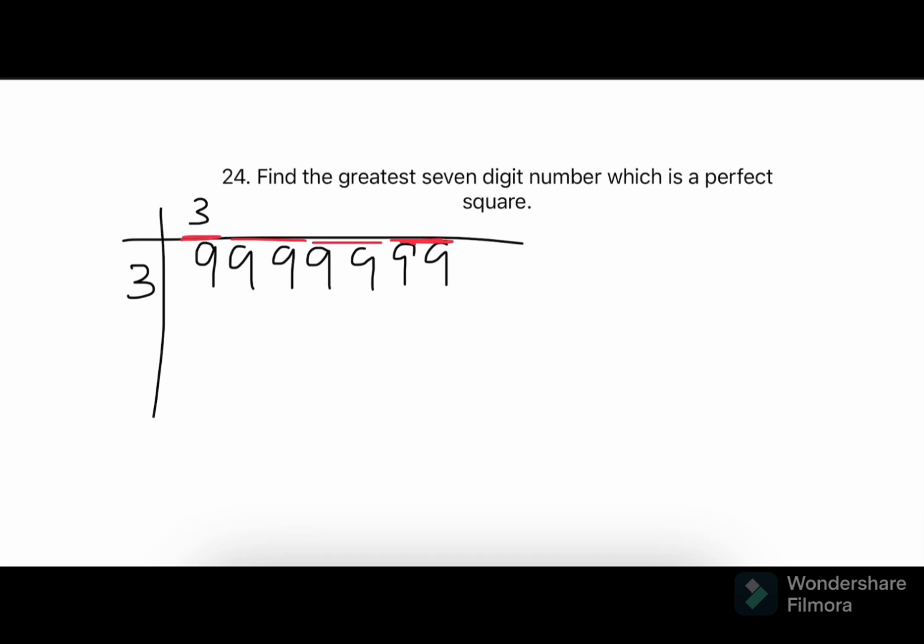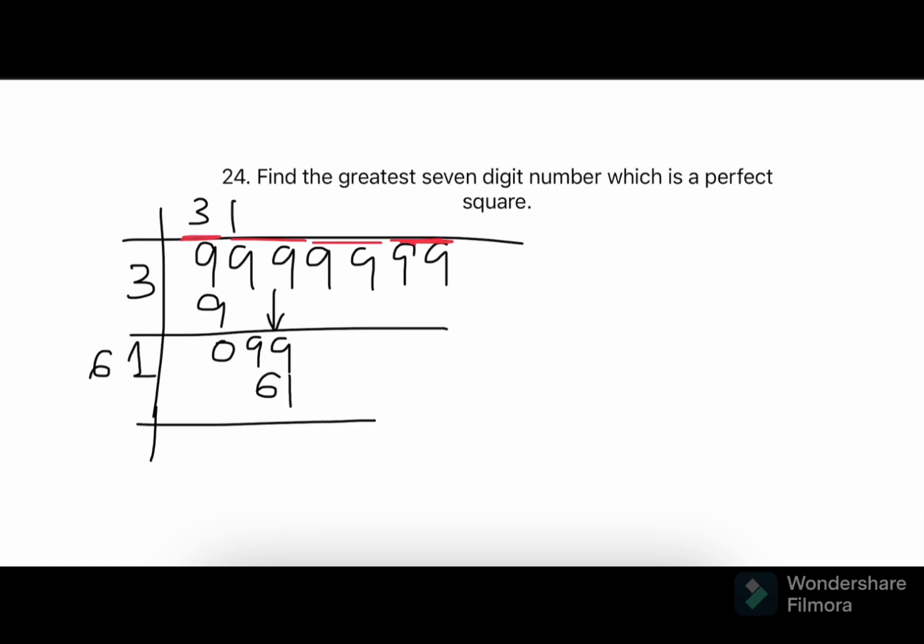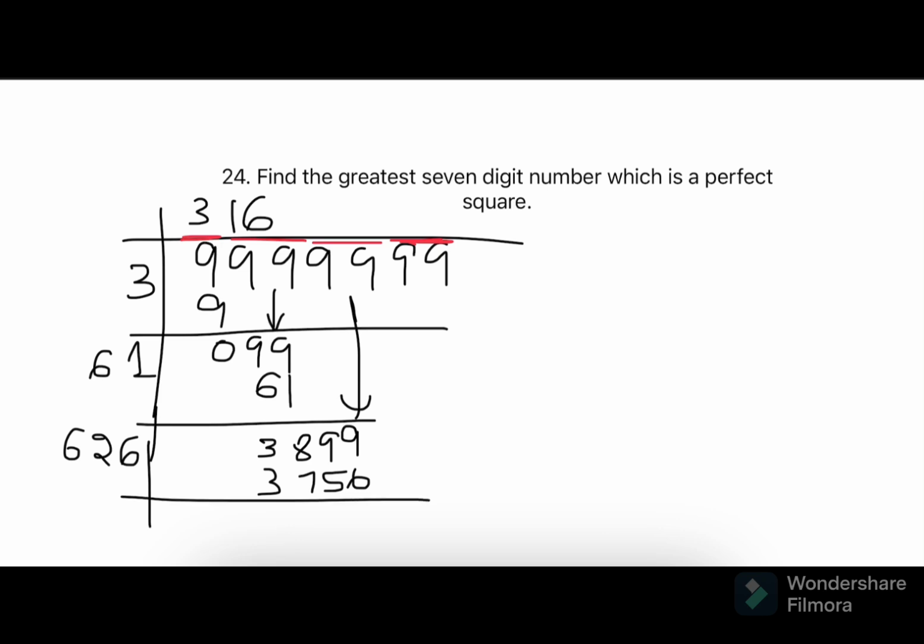3 3s are 9. So it is a 0 and bringing down the next group called 99. Double of 3 should be there. So it is 61, 1 times 61. The remainder is 38, bringing down the next group here, which is 99. So a similar thing happens. 626 6 times is equal to 3756. And the difference between the two is 143. Let me bring down the last group called 99, and 316 2 times should be over here.